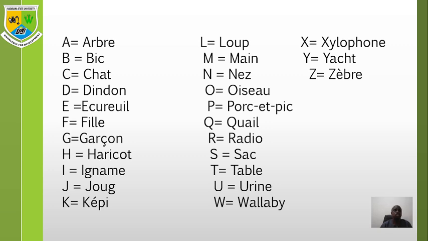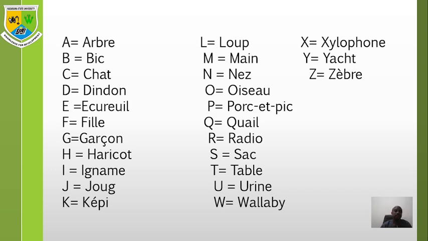G pour garçon. Garçon means boy. H, haricot. H pour haricot. Haricot means beans. I, igname. Igname means yam, just as it resembles the same word in English, but see the orthography in the French language.